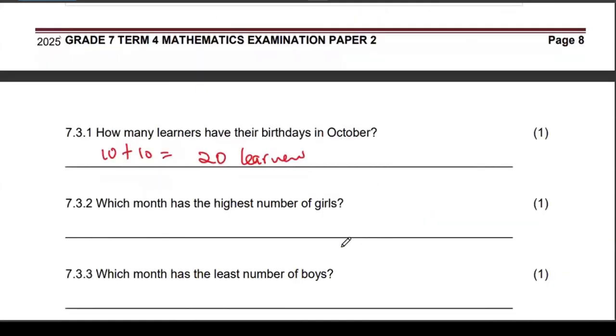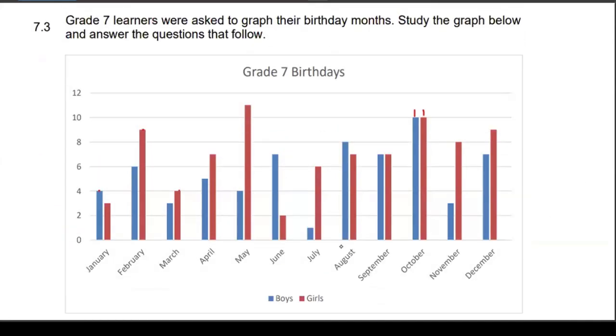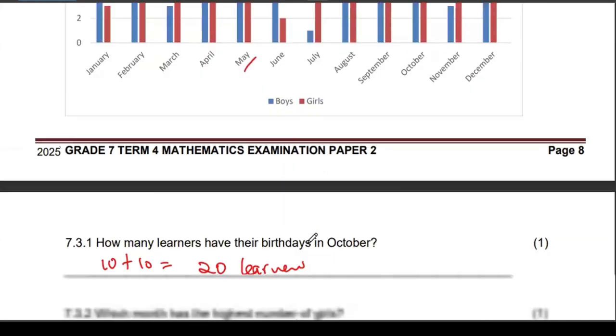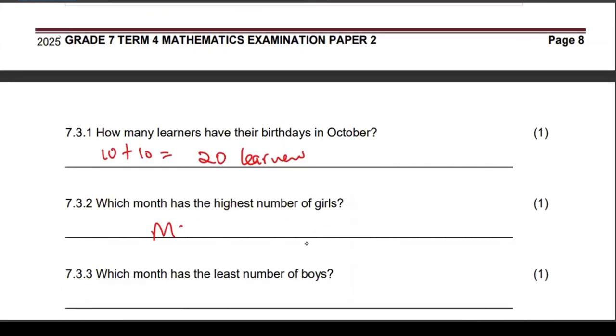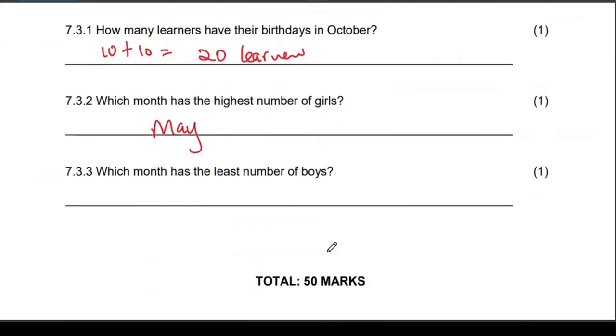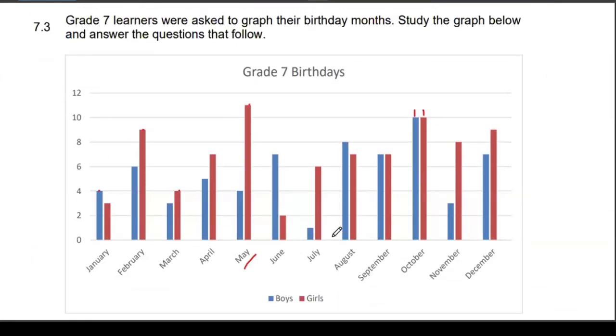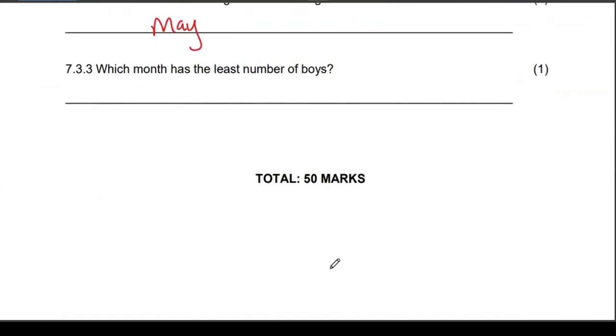Which month has the highest number of girls? We look for the tallest red, which is May. So we're going to say May has the highest number of girls because that's when the red is highest. The next, which month has the least number of boys? Least means the smallest, so let's look for the shortest blue. The shortest blue is here, and they're asking for which month, which is just July.